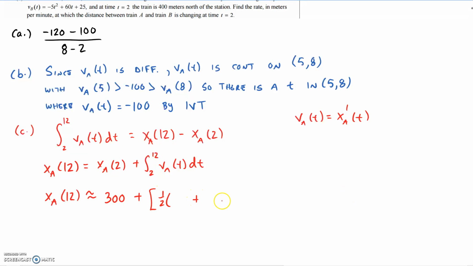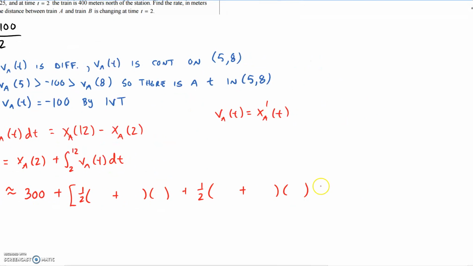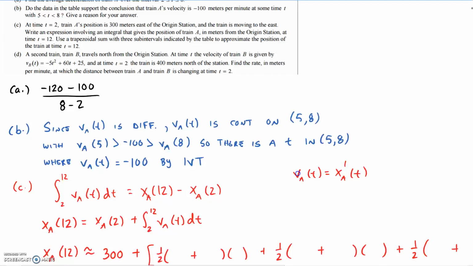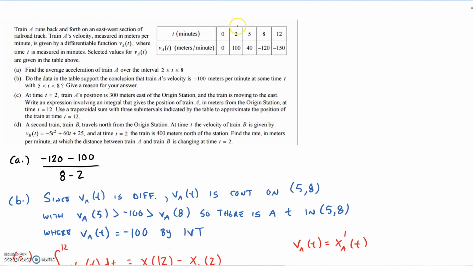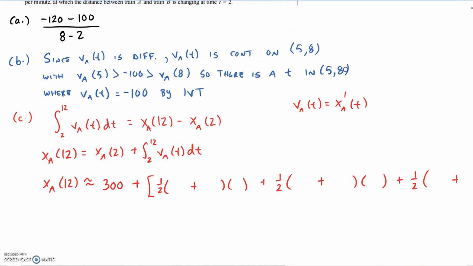One half base 1 plus base 2 times the height, plus one half base 1 plus base 2 times the height, plus one half base 1 plus base 2 times the height. So 3 trapezoids from 2 to 12. Here's the first one from 2 to 5, the second one from 5 to 8, the third one from 8 to 12. The bases are the velocities.